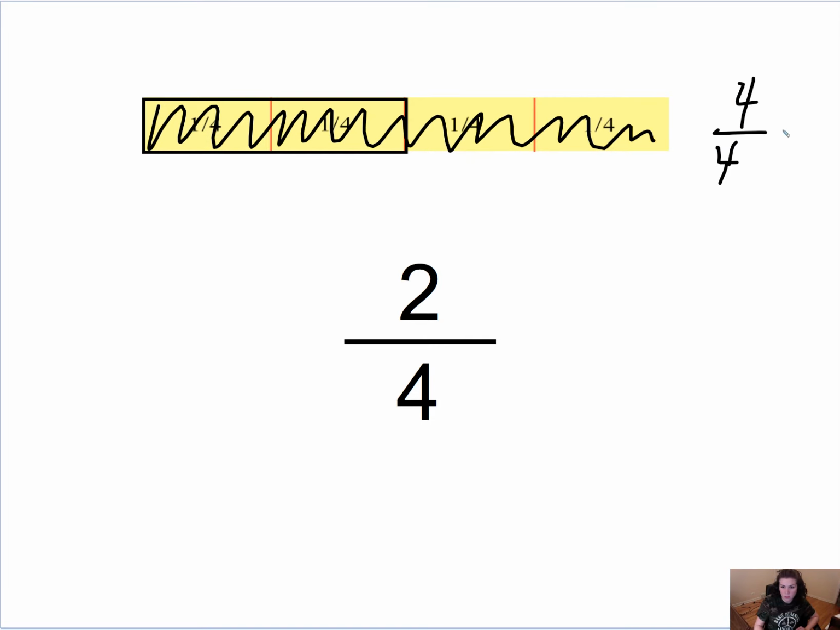Remember, 4/4 is equivalent to 1. So this is one whole fraction bar. However, we're not looking at the whole thing. We're just looking at 2/4 of it. And we want to simplify it. So let me show you another visual here.